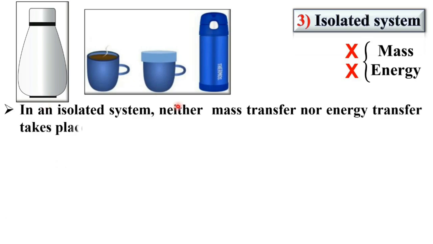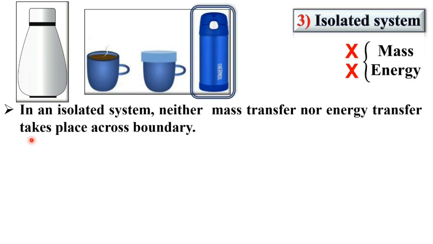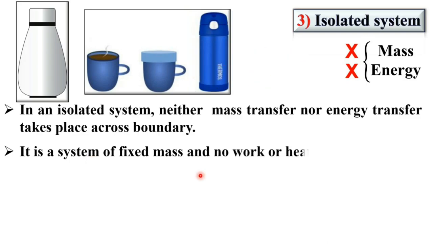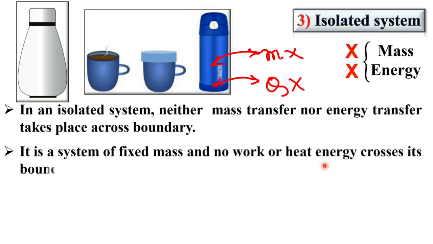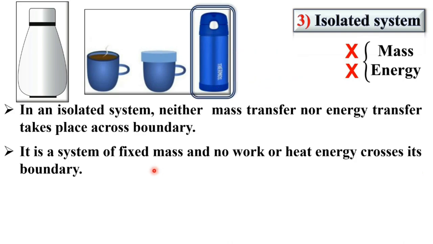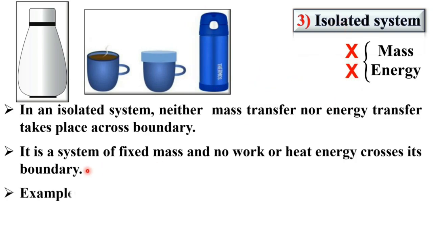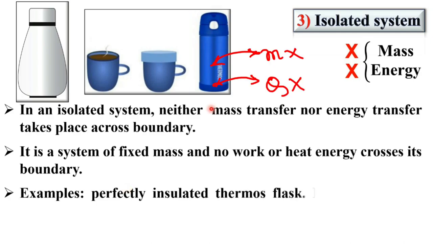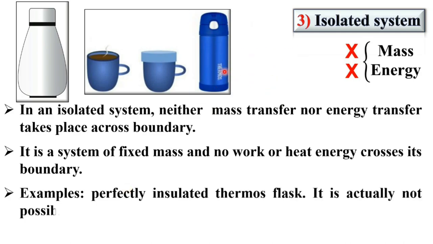So in an isolated system, neither mass transfer nor energy transfer takes place across the boundary. It is a system of fixed mass and no work or heat energy crosses its boundary. That's why I have written over here the symbolic notation for the isolated system. Example: perfectly insulated thermos flask.